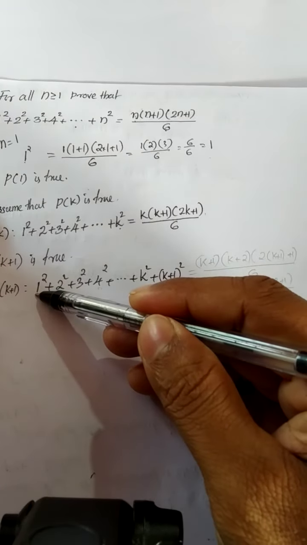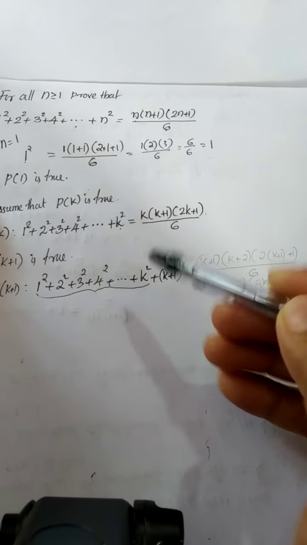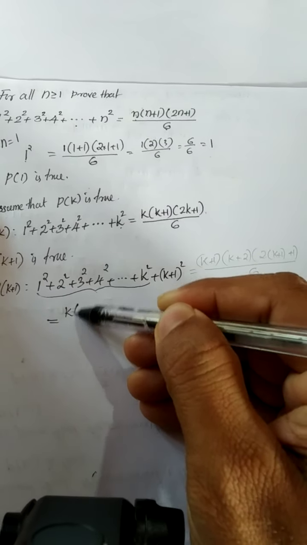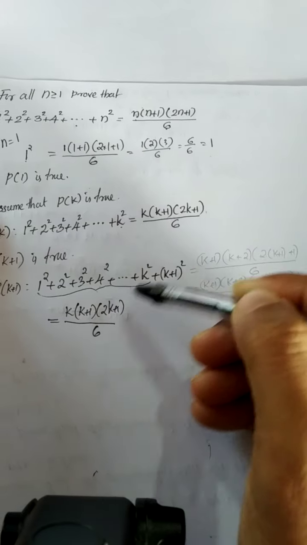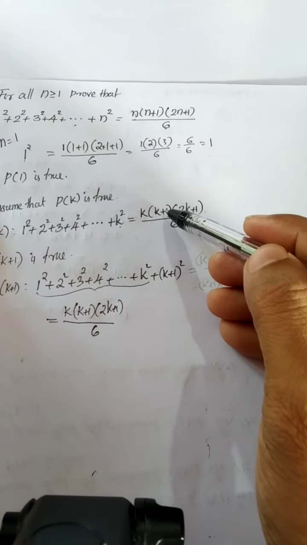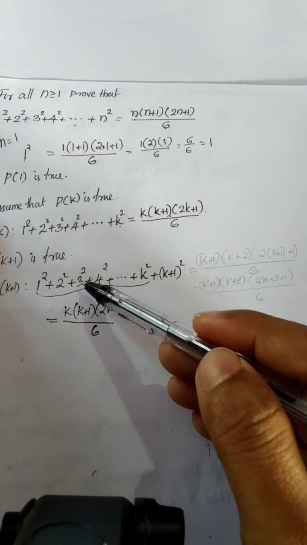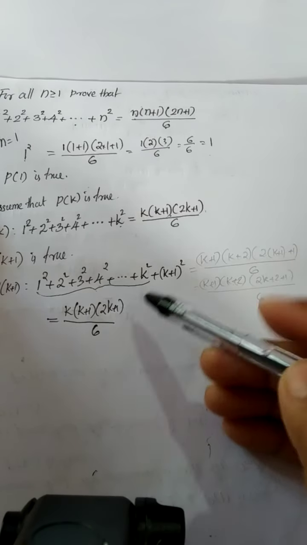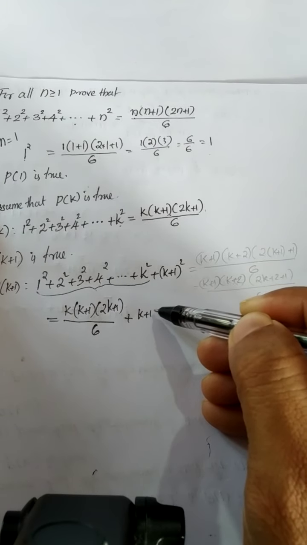1 square plus 2 square plus 3 square plus 4 square, up to k square. What is it? We are assuming it is equal to k into (k plus 1) into (2k plus 1) divided by 6, because the assumption P of k is true. So we can write 1 square plus 2 square plus 3 square plus and so on, plus k square is equal to k(k plus 1)(2k plus 1) by 6, and the remaining term is (k plus 1) whole square.